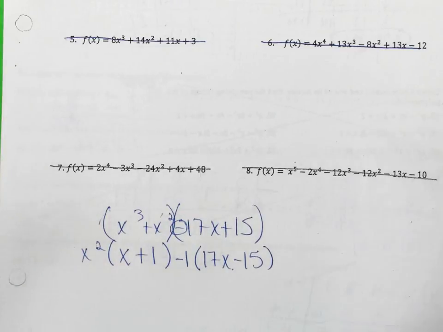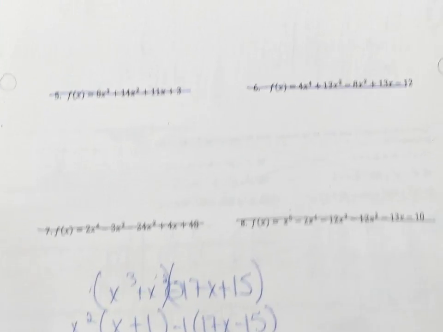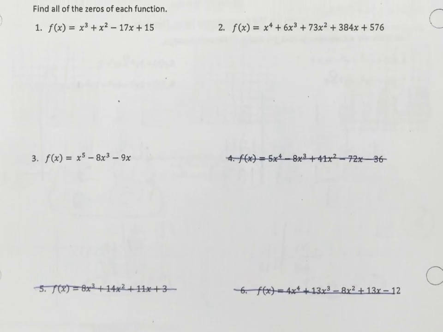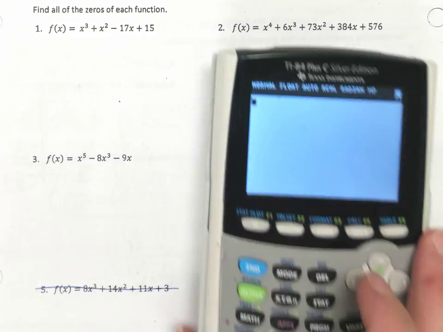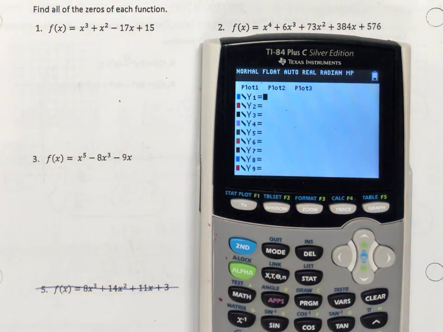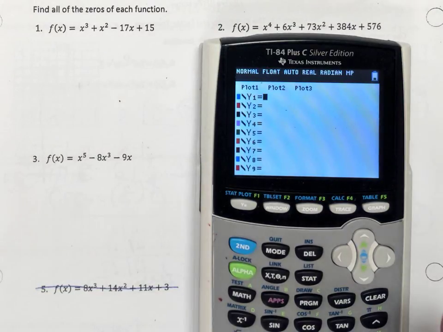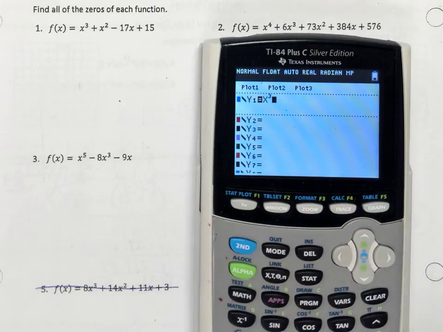So you grab your handy dandy calculator. You ready? Got your calculator ready? Alright, we go to y equals, because we're trying to find zeros, right? Zeros means it hits the x-axis. So let's plug it in. X to the 3rd plus x squared, subtract 17x plus 15. Make sure you've got that typed in your calculator.